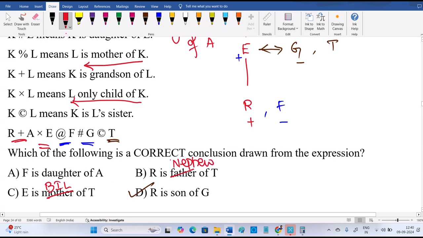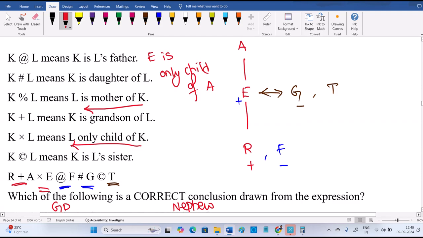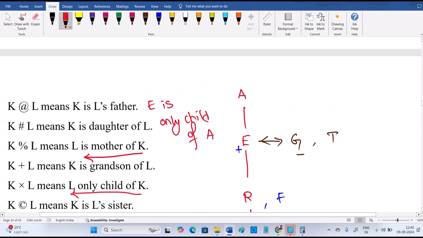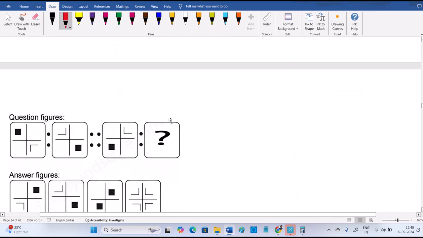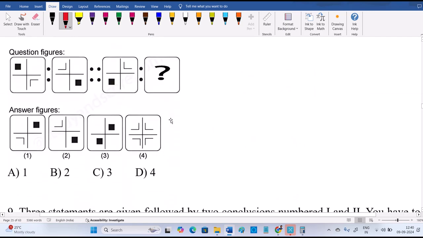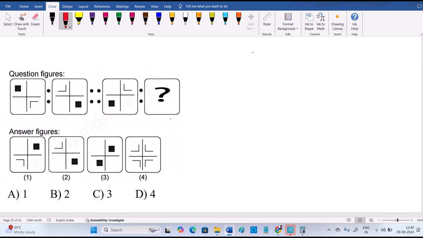F is daughter of A? No, granddaughter. A's son, daughter, granddaughter. So that is why the remaining all are wrong. But we are not without routine cases. They'll give an equation like that, right? So, fine. Now visual based questions, image based questions, visual reasoning.